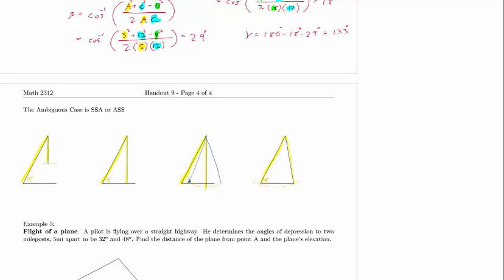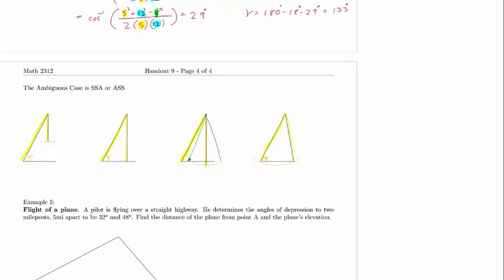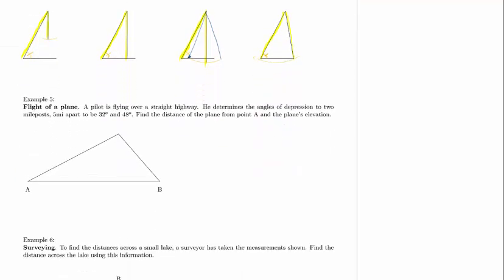You could have a set of side-side-angles that gives you no triangles, or you could have a set of side-side-angles that gives you two completely different triangles. So it's not entirely clear what you have until you start really looking at it. So unfortunately, the side-side-angle case does not guarantee you a solution.